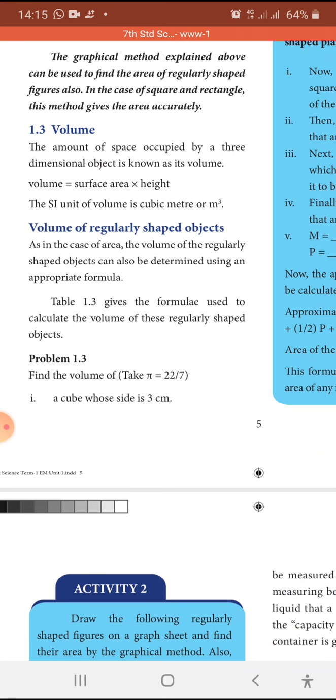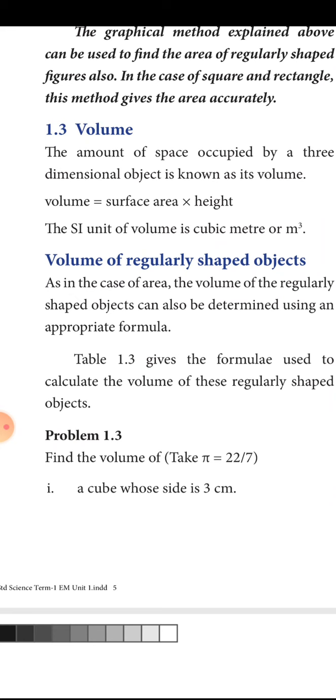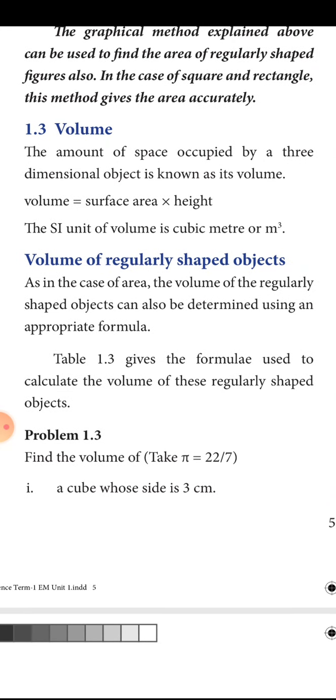The amount of space occupied by a three-dimensional object is known as its volume. For example, if it is the volume of a rectangular cube, L into B into H. Already we studied area is L into B. Multiplying by H we will get the volume of a cube.